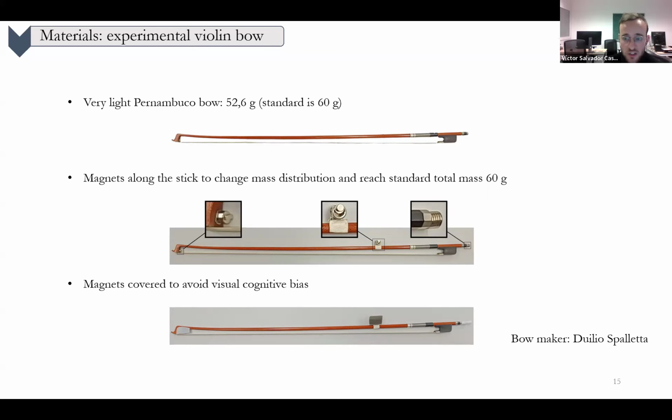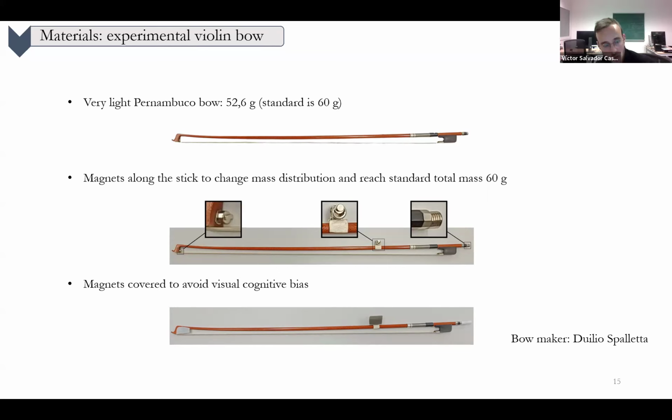This allows for an easy modification of the mass distribution while keeping a total mass of the bow. And we can reach the standard weight of the bow of around 60 grams with different mass distributions. Since we are going to do these perceptual studies, we also covered these magnets with light pieces of paper and foam, so that we avoid any kind of visual biases.